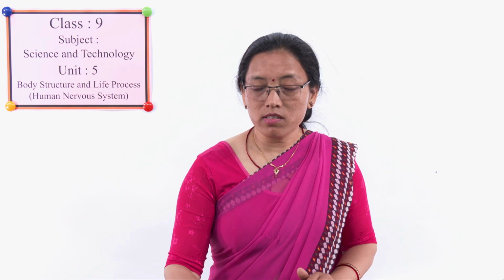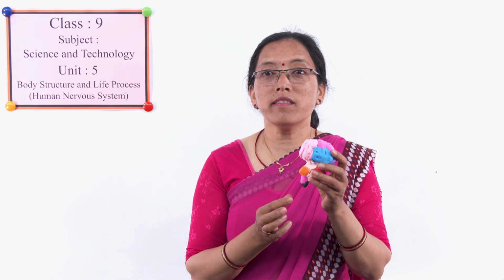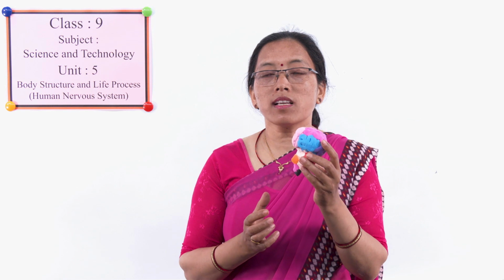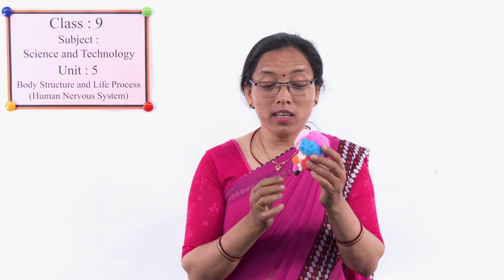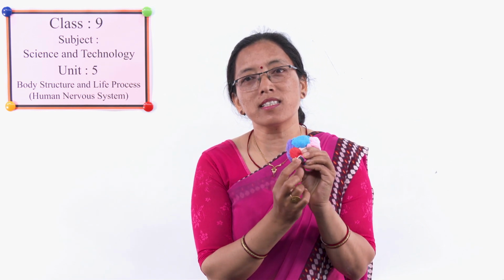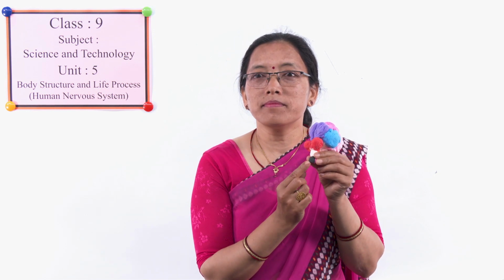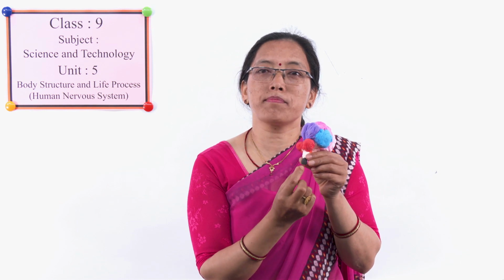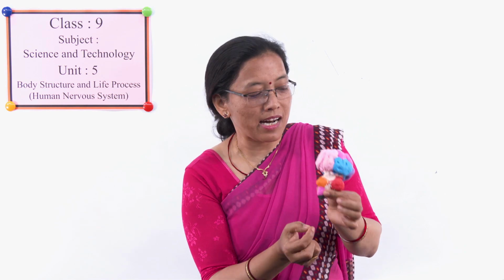Just let's see. This is the spinal cord, and in this model of the brain, I hope you have also made the brain. In the previous class, I told you to make the model of the brain using clay. On that, this is the last part. I have kept just a small part here. This is the starting of the spinal cord. Just from below the medulla oblongata, it starts.